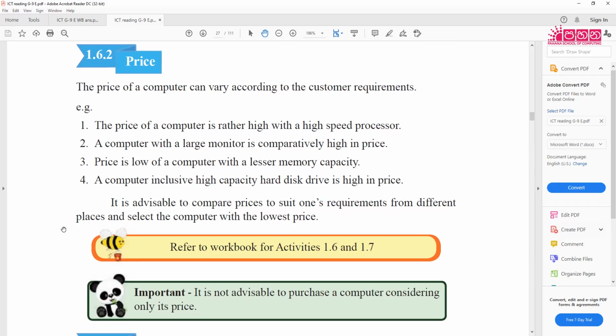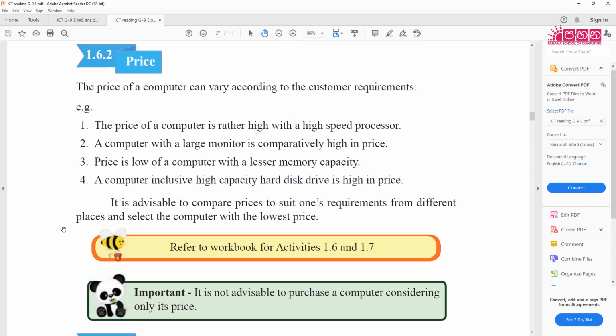Right. Now, the next one is that a computer with a large monitor is comparatively high in price. We have about 15-inch monitors, 17, 21-inch, quite common nowadays. Then you have 32-inch, 40-inch, and so on. People go for large monitors because you can see clearly, right? For example, for graphic editing, if you're a graphic designer, usually you need a large monitor. If you're a video editor, of course, you need a large monitor. So depending on your profession, you have to decide how large your monitor should be.